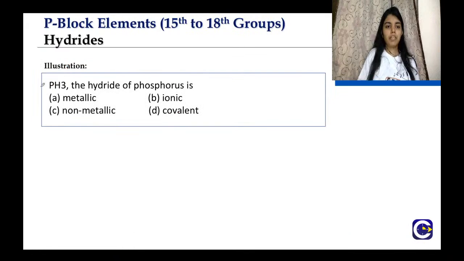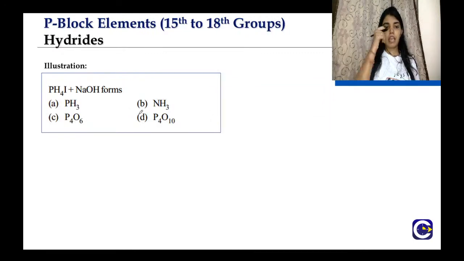Now the next question is about phosphine, the hydride of phosphorus. We have already discussed that it is covalent in nature. It is not metallic, it is not ionic, rather it has covalent bonding, and therefore it is a covalent compound. Next, if you see phosphonium iodide plus NaOH, this will lead to the formation of phosphine.